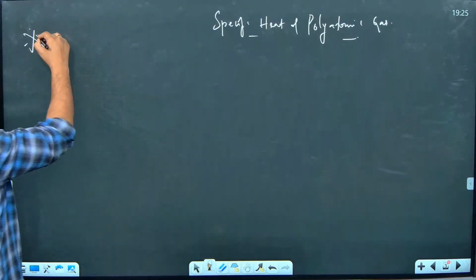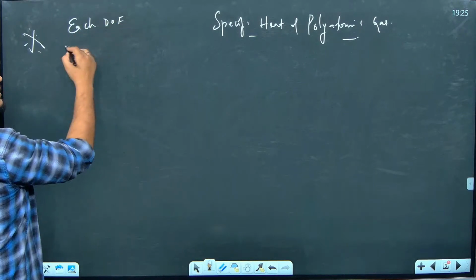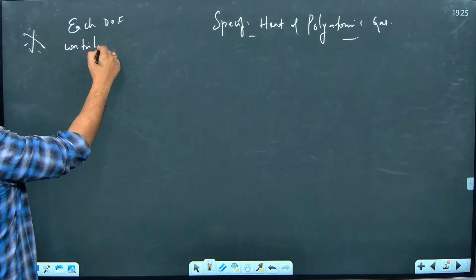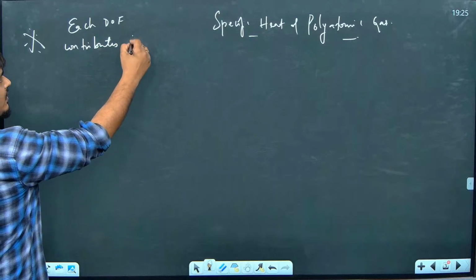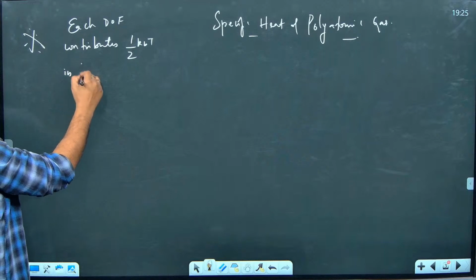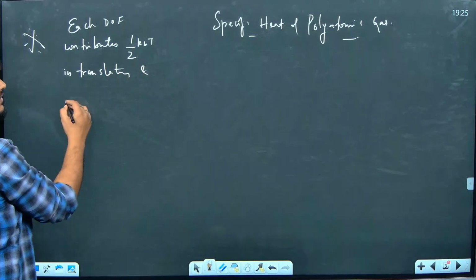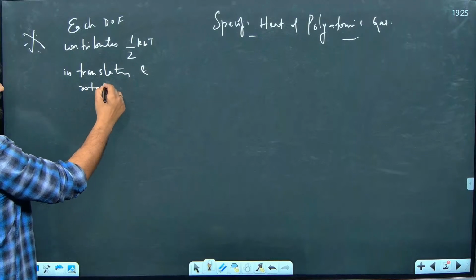The point is, each degree of freedom contributes 1 by 2 kT in translatory and rotational motion.